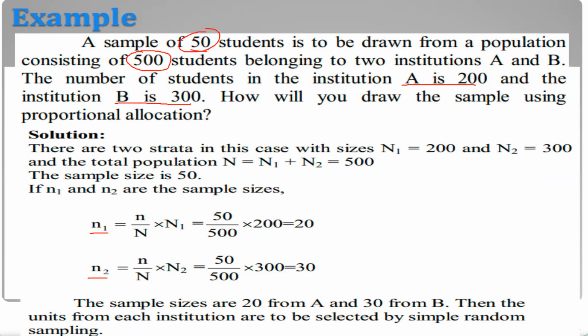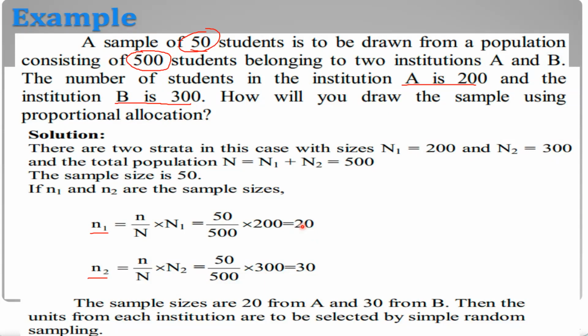So it would be equivalent to 50 here, divided by the total population of the students coming from the 2 institutions, which is 500. So since you are computing first for the sample size for your stratum 1 or subpopulation 1, which has a total population of 200, you multiply it by 200. And what you could obtain here is 20.